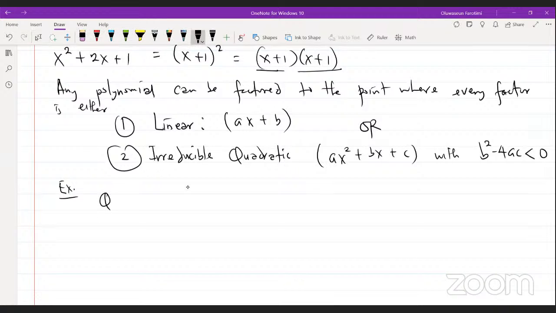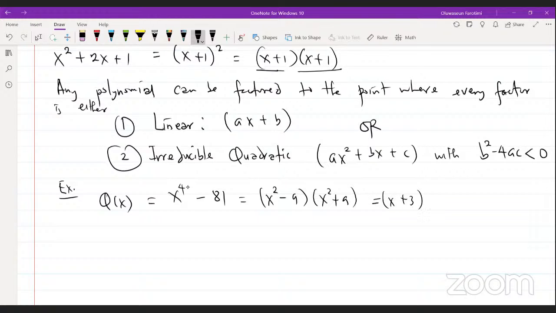If I have my q of x, which is a divisor, x to the fourth minus 81, I can actually split this first into two parts, and x squared plus 9. But I can still split this one. Remember, you have to factor as much as possible. Can I still break these down? Yes, I can break the first one down to be x plus 3, x minus 3. Then this last one is an irreducible quadratic.